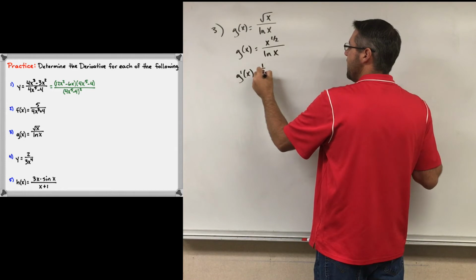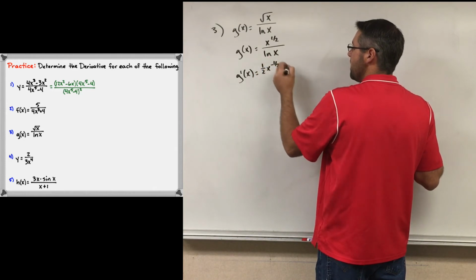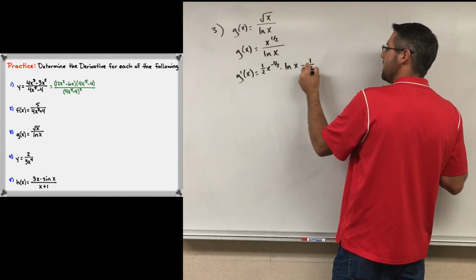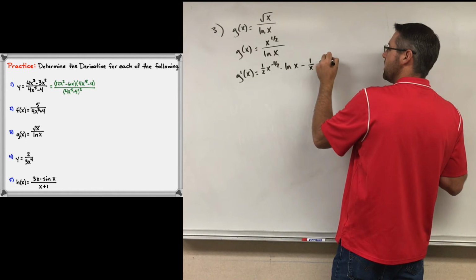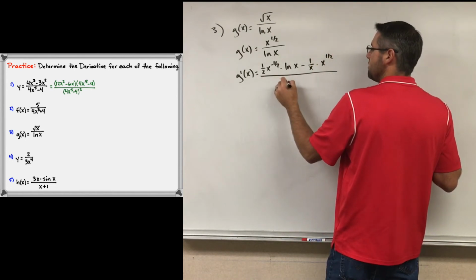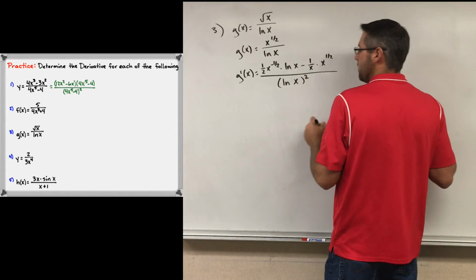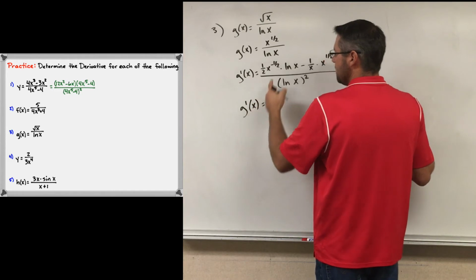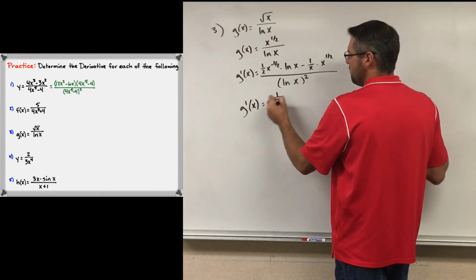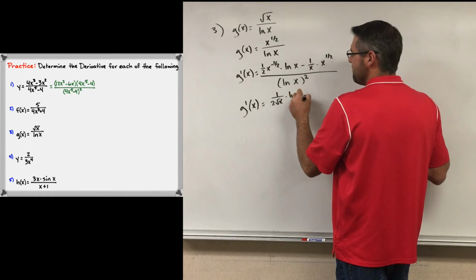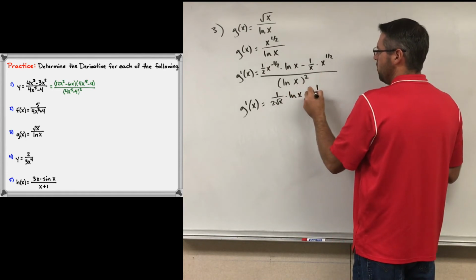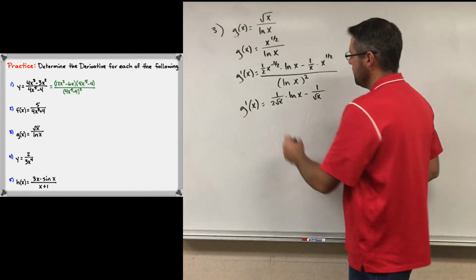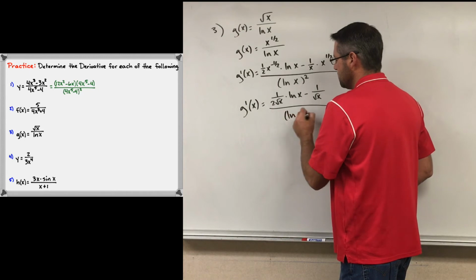So the derivative at the top is 1/2 x to the negative 1/2 times the bottom, so times natural log of x, minus the derivative of the bottom, the derivative of natural log of x is 1 over x, and then times the top, so times x to the 1/2, all over the bottom squared, so natural log of x squared. All right. So g prime of x can be simplified a little bit if you want. It would be 1 over 2 rad x times natural log of x, and then this guy's actually going to be 1 over rad x, because we subtract those, we get x to the 1/2 on the bottom, all over (natural log of x) squared.